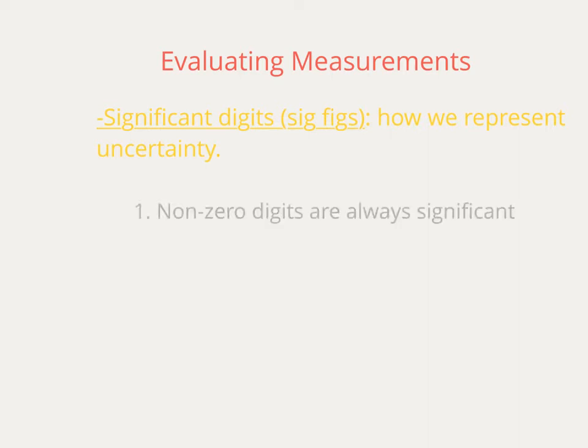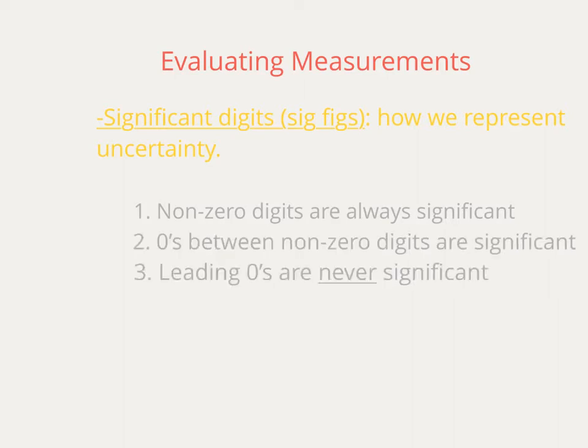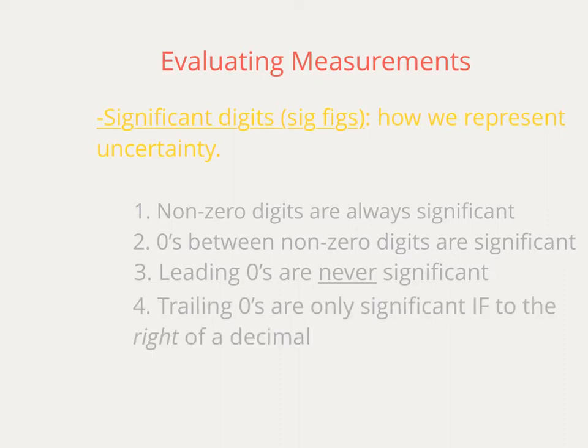All whole numbers are always going to be significant. It's the zeros that are going to be a little bit trickier. And so for those, we have a set of rules on when zeros are significant and when they are not. So the rules for determining whether or not zeros are significant are as follows. Zeros between whole numbers are always significant. Leading zeros are never significant. And trailing zeros are only significant if to the right of a decimal.